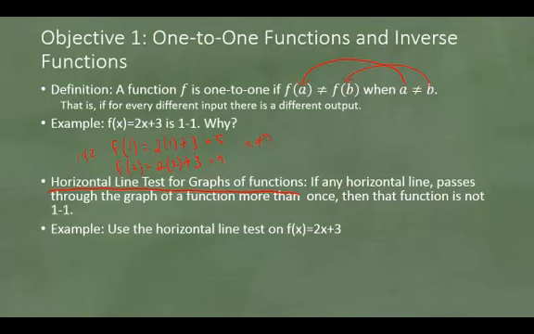So let's look at the graph of 2x plus 3. The graph of 2x plus 3 crosses the y-axis at 3, right, because of this 3. It's the y-intercept. And it has a slope of 2. So from there, it goes up 2 over 1, up 2 over 1. Okay. That's the graph of y equals 2x plus 3. Notice that any horizontal line we draw is not going to ever cross more than once. So that's how we know that the function is one-to-one.